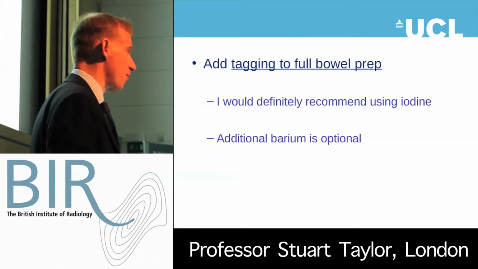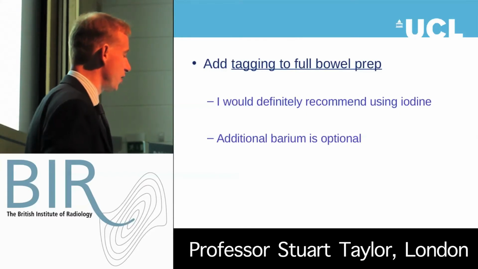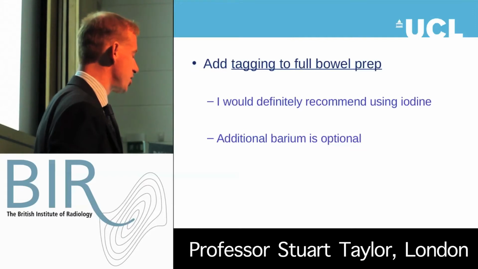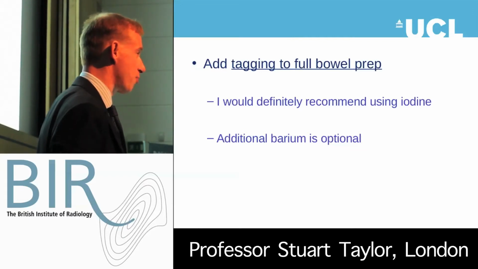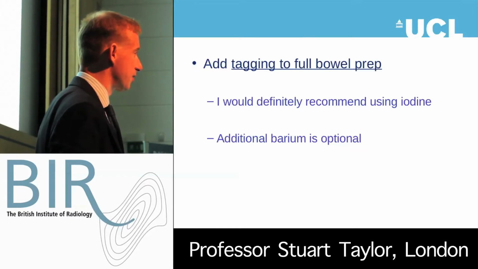So the state-of-the-art preparation for CT colonography in your symptomatic but relatively fit patient is to use a full bowel preparation, whatever you normally use, Picolax, magnesium citrate, whatever you do, it doesn't really matter, and then add an iodinated contrast agent as the oral fecal tagging. Barium is optional. I wouldn't recommend using it, it just adds to cost and complexity. Using iodinated contrast alone is enough.